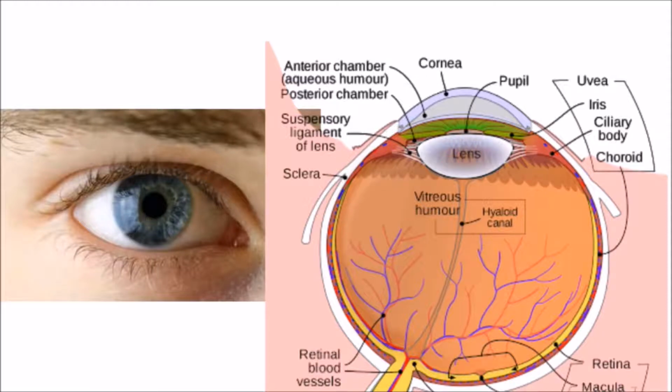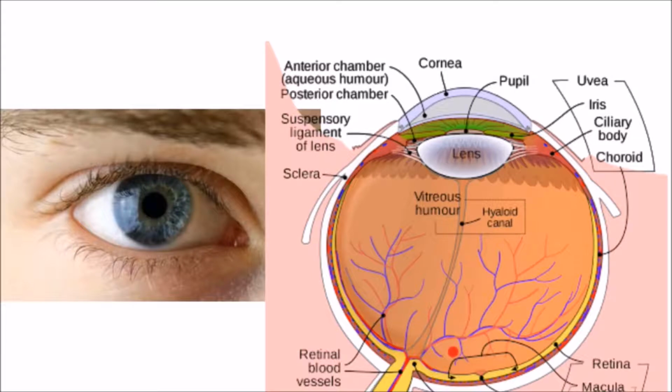Our lens is a clear, flexible structure which will compress and elongate to focus the light rays on the retina. After passing through the lens, light rays enter a gel-like substance called vitreous humor, which maintains the shape of the eyeball in a spherical shape.